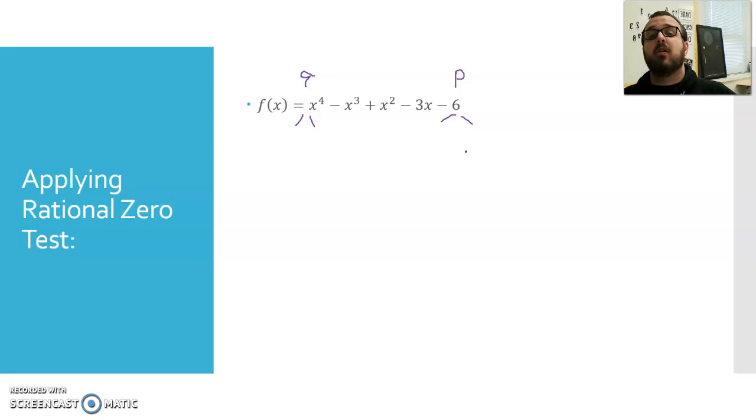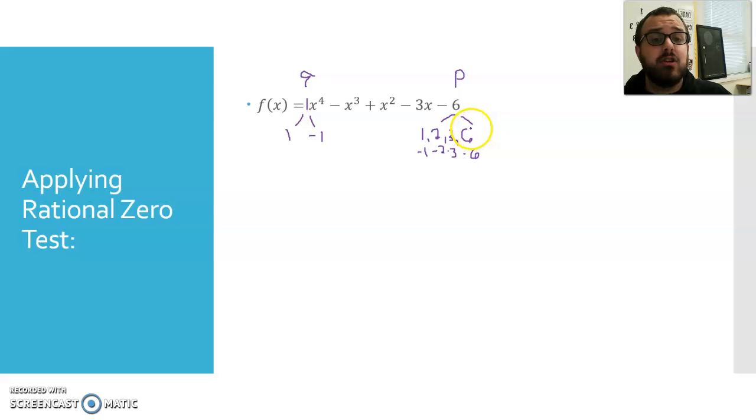So, for example, my leading coefficient is 1. The possible factors of that are 1 and negative 1, right? 1 times 1 gives you 1, and negative 1 times negative 1 gives you 1. For 6, I'm going to have 1, 2, 3, 6, and then I'm also going to have the negative versions of those: negative 1, negative 2, negative 3, and negative 6.